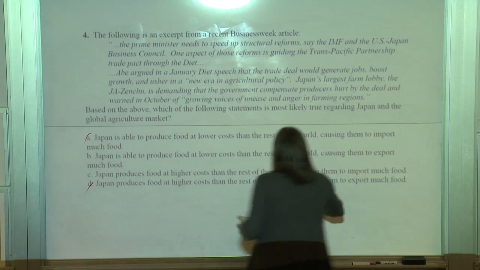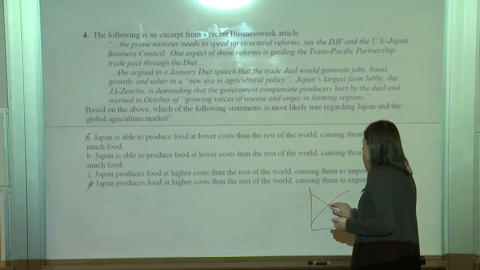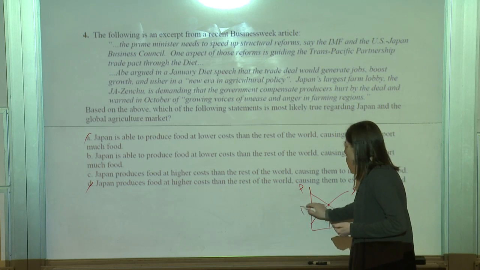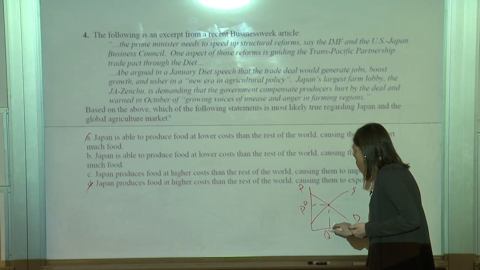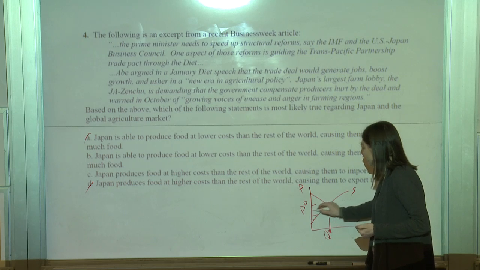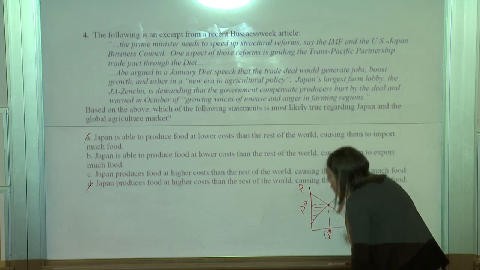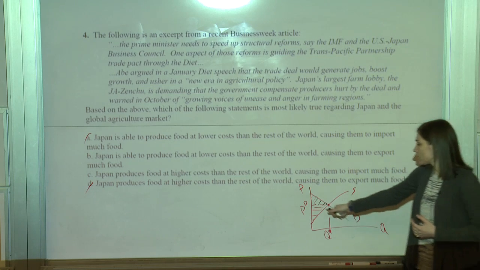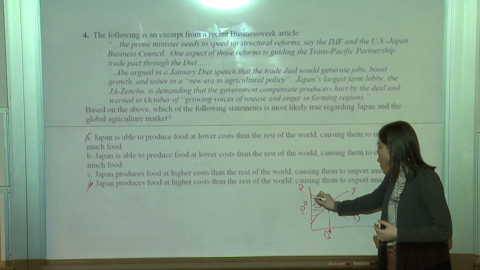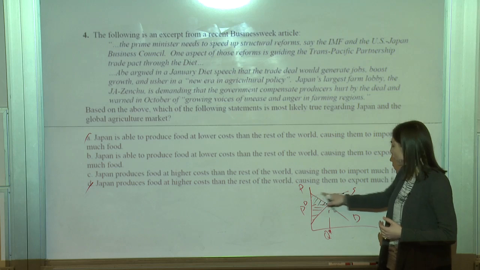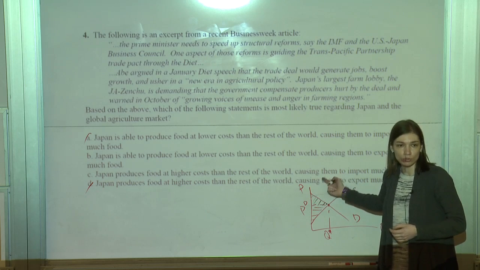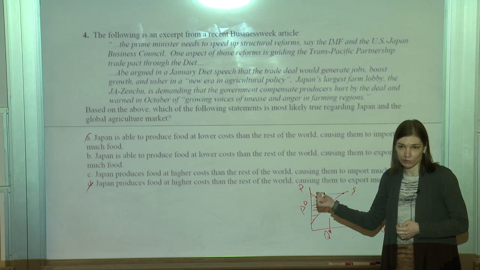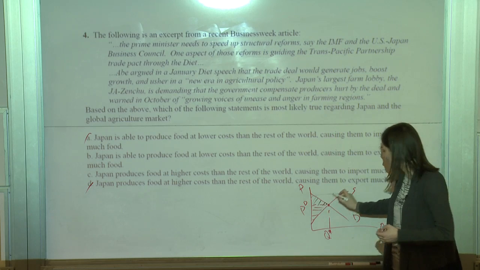When you have open trade, if you start with the domestic market, supply and demand, this is the domestic equilibrium in terms of price and quantity. This is producer surplus here, and this is consumer surplus. If we open trade and the world price is higher than the domestic price, we're going to have more supply than demand, so we're going to export. Then the consumer surplus is going to decrease for domestic users, but the producer surplus is going to increase. Then producer surplus will become this whole thing.